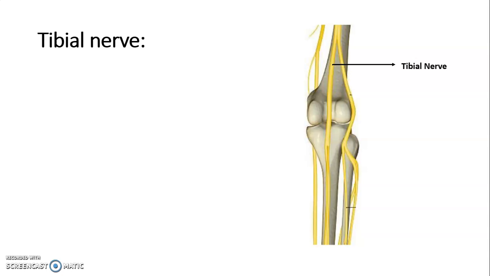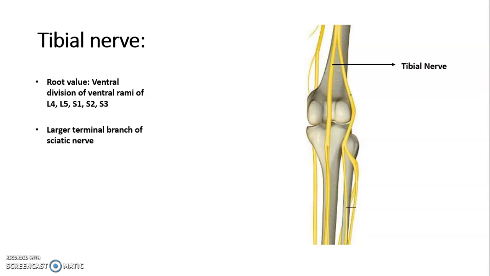Tibial nerve is a branch of sciatic nerve. So its root value is ventral division of ventral primary rami of L4, L5, S1, S2 and S3. As I've already told you, it is a branch of sciatic nerve and it is a larger terminal branch of sciatic nerve.